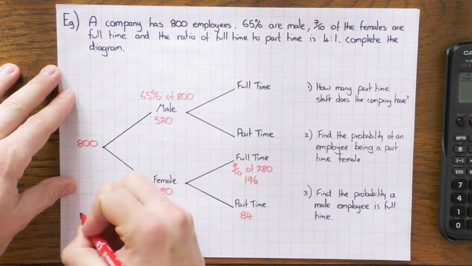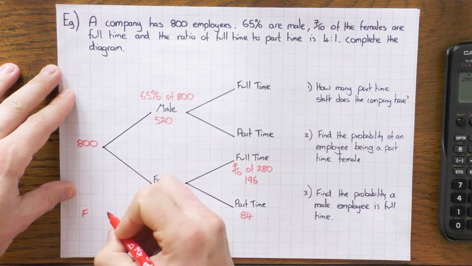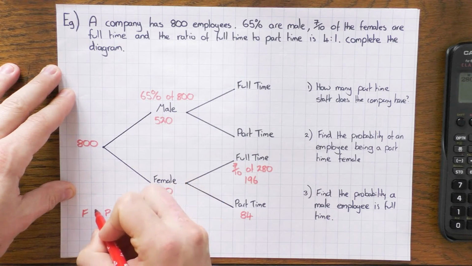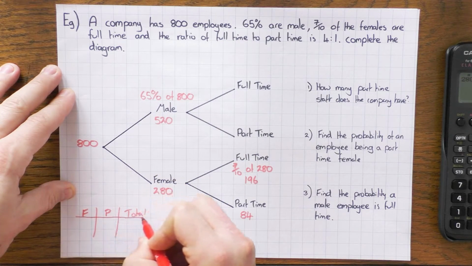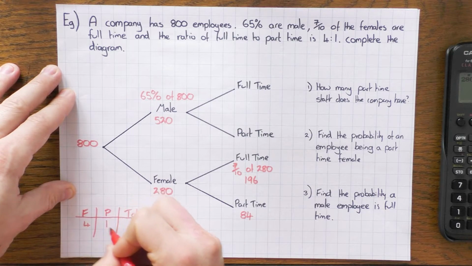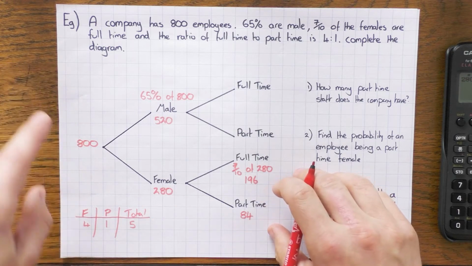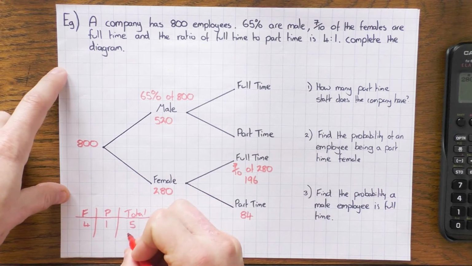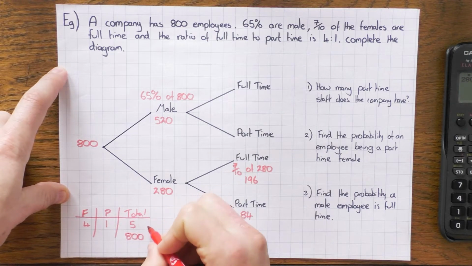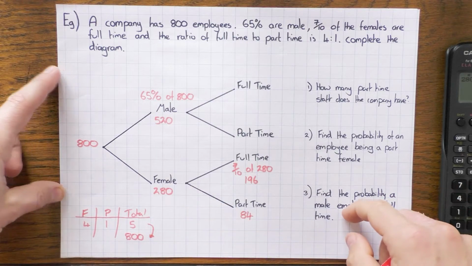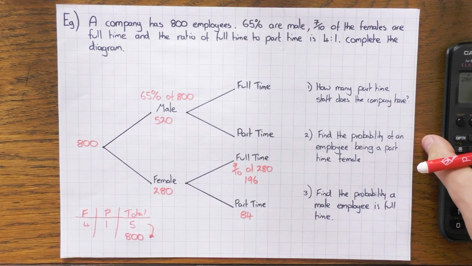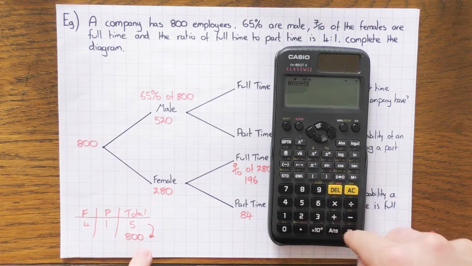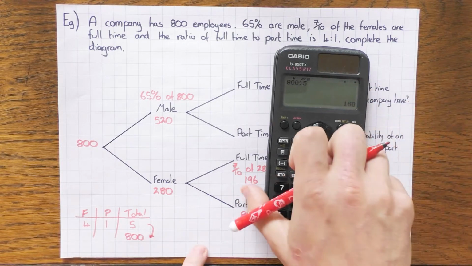So I've got full-time, I'm just going to call that F for full-time, P for part-time, and we always have the column for total. And we've got 4:1, giving us a total of 5. Now we know there are a total of 800 employees in this company, so I can put 800 in the total column, and then I can work out what I need to times 5 by to get to 800. So again, if you're unsure about that, you can go the other way and do 800 divided by 5, which tells us it's 160.